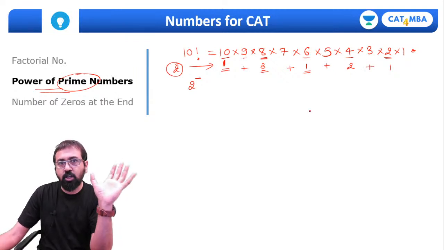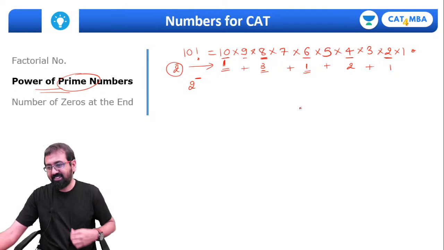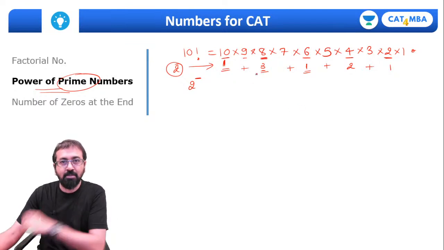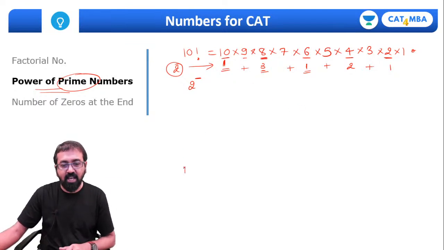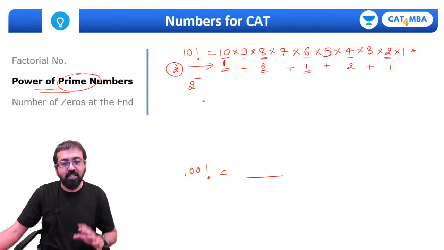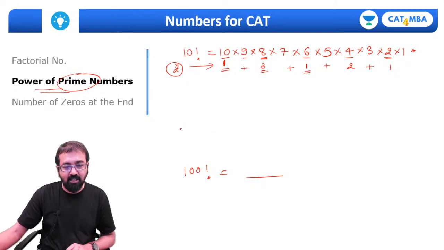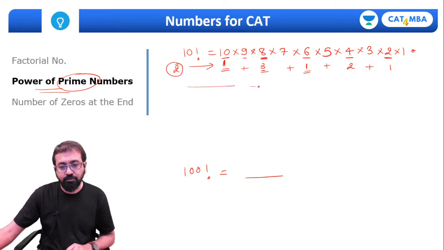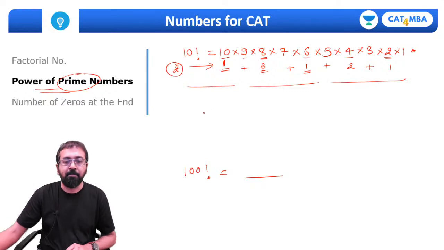Now this was a small number. Yes, hi Varshini, this was a small number, so we could quickly calculate. What if I ask you to find out the power of 2 in 100 factorial? Can we do it manually? No, of course not, right? It will be a lot of wastage of time. So there is a method to find this out. Let me explain the shortcut to find out the power of any prime number in a factorial number.